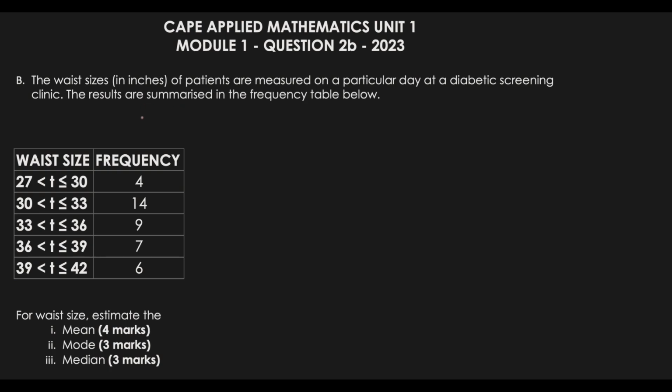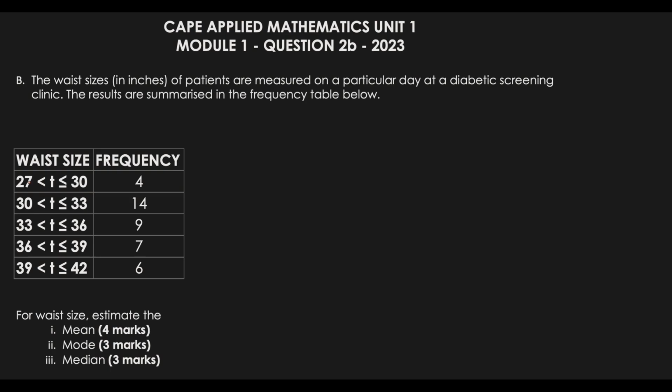Alright, so as you can see here, this part of the question wants us to determine the central tendencies for this data that we have here. The data that we have here is grouped data. How do I know it's grouped? Because the waist size is either equal to or less than 30 but more than 27. So we do not know specifically which value this is, so we would have to use an approximation or estimate of the mean, mode and median. That is why they told us we have to calculate the estimate, because we're not sure what these values actually are.